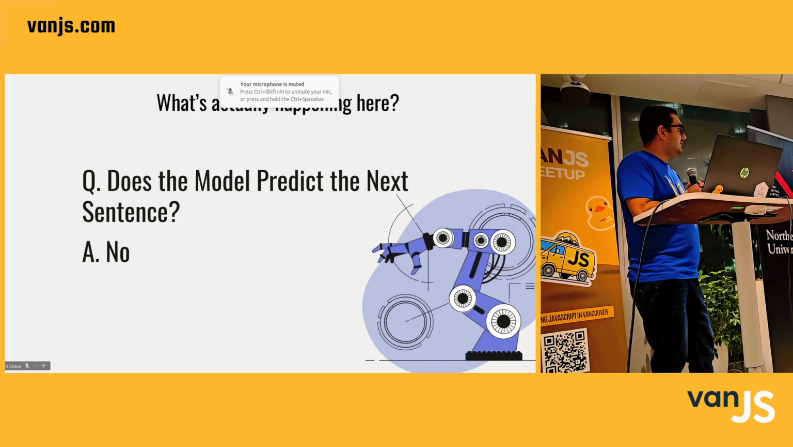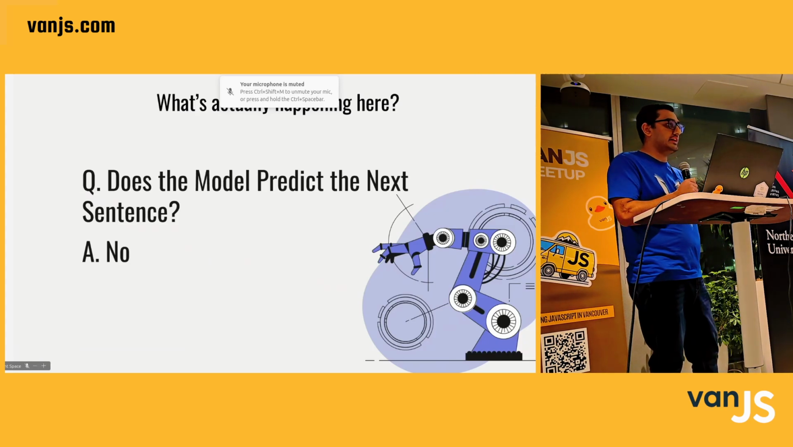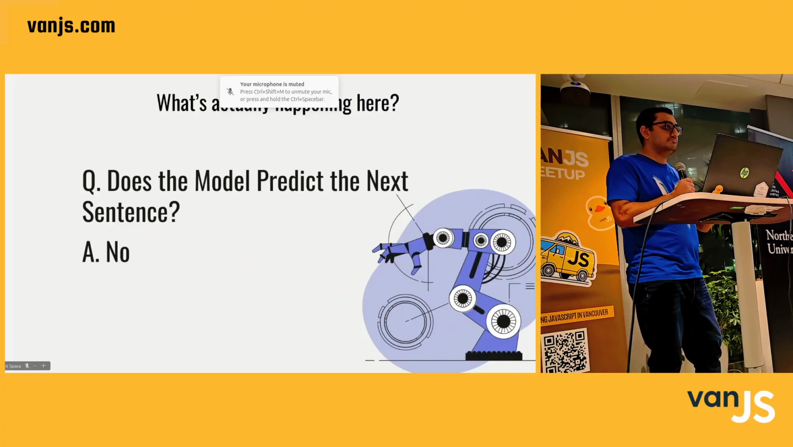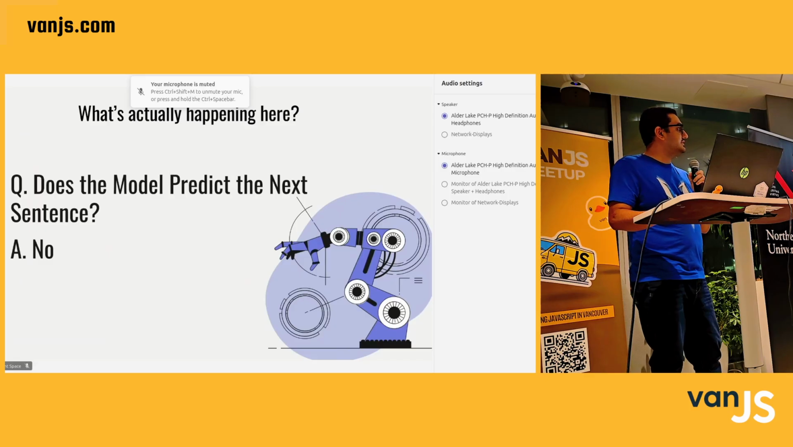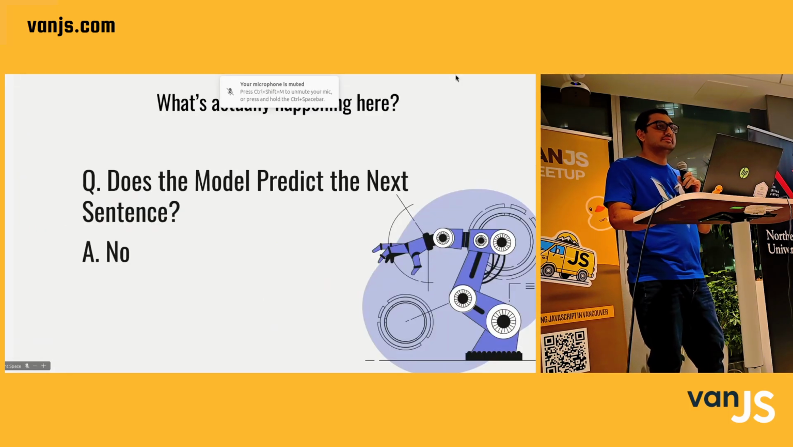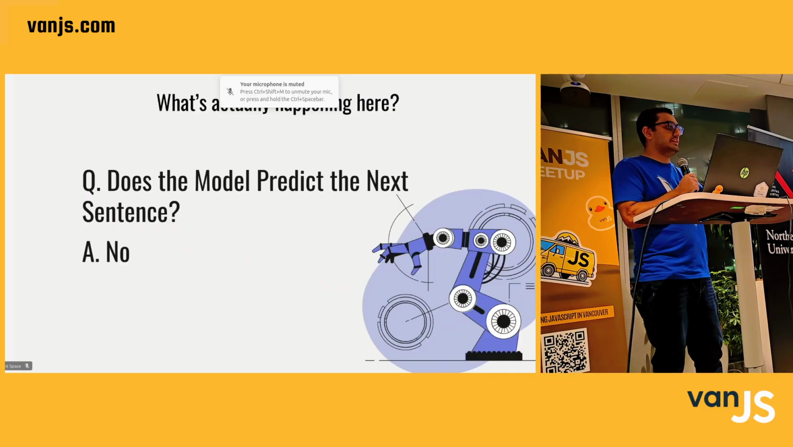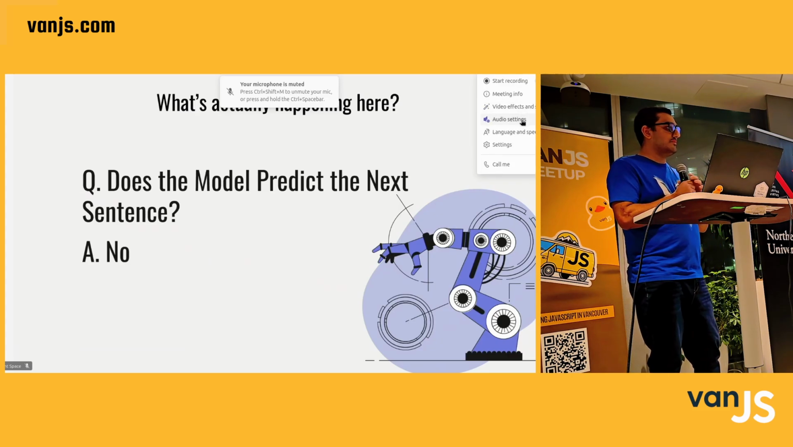So the question here: does the model predict the next sentence? When you ask ChatGPT, hey ChatGPT, what is the meaning of life? Does it actually predict the next sentence? The answer to that is no, it doesn't. So the next question I ask you is, does it predict the next word? Anyone? Does it predict the next word that is going to give you as an output? Yes, there was a yes and no.